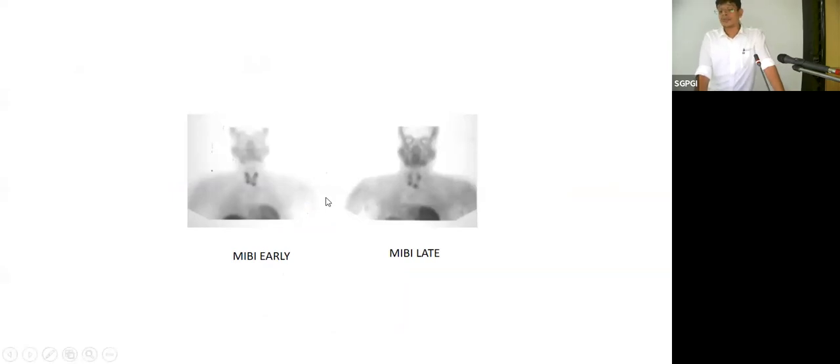Some very difficult patterns, especially in the case of CKD patients. In the early images, you are looking at a thyroid gland which has 4 distinct areas of uptake. But in the delayed image, all areas of uptake remain the same. So this was maybe multiple parathyroid adenomas or hyperplasia of all 4 glands.